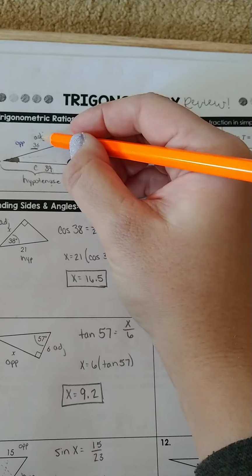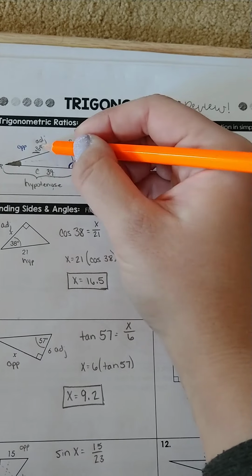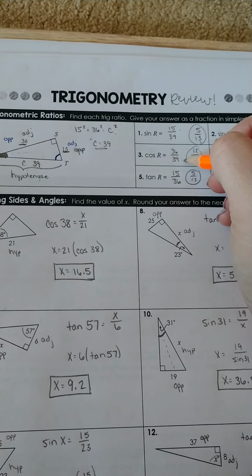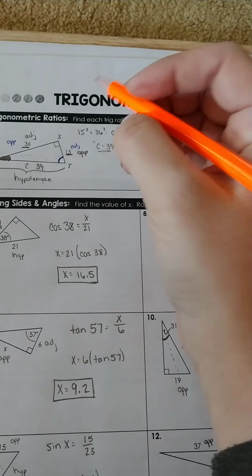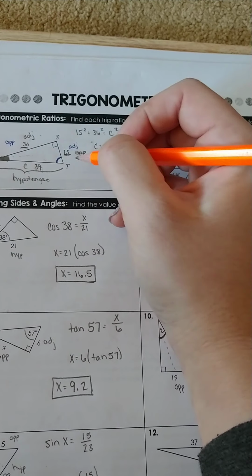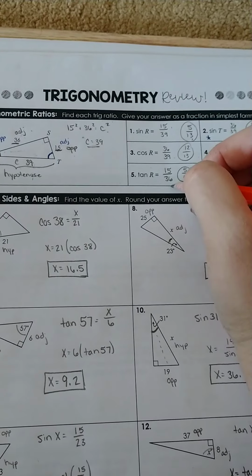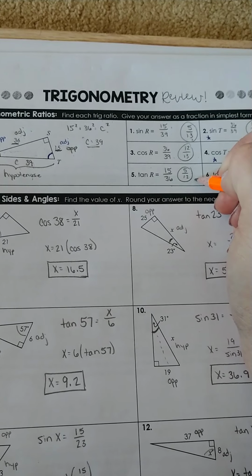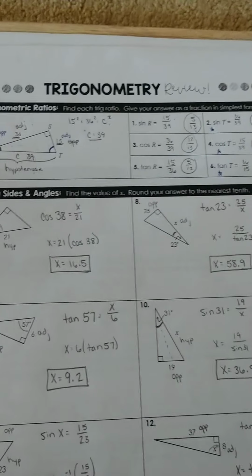Your cosine is adjacent over hypotenuse. So 36 over 39, reduce, 12 over 13. Your tangent is opposite over adjacent. So that's 15 over 36, which reduces to 5/12. So that takes care of angle R.